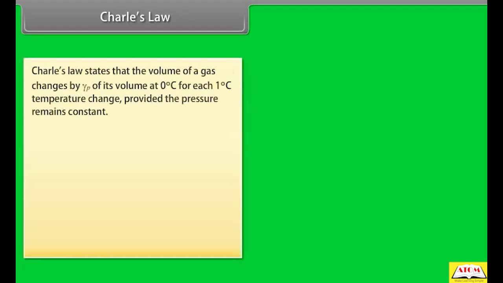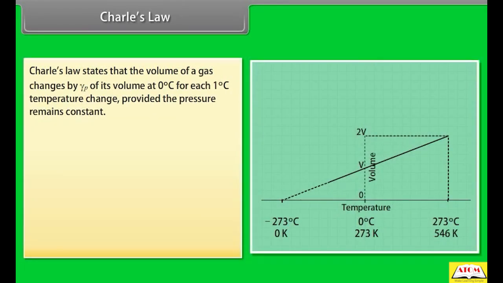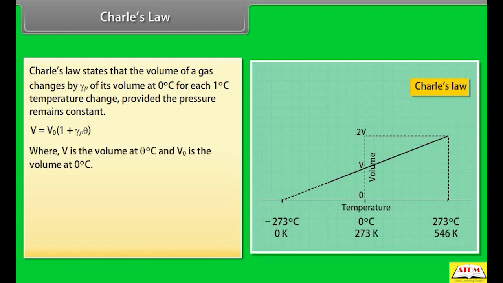Charles' law. Charles' law states that the volume of a gas changes by γP of its volume at 0 degrees centigrade for each 1 degree centigrade temperature change, provided the pressure remains constant. V = V₀(1 + γP θ), where V is the volume at θ degrees Celsius and V₀ is the volume at 0 degrees centigrade. The above relation can be written as V = V₀(1 + θ/273).